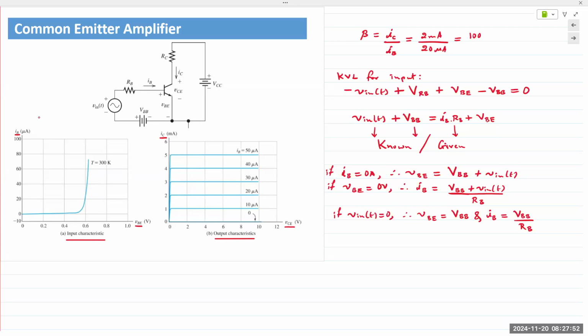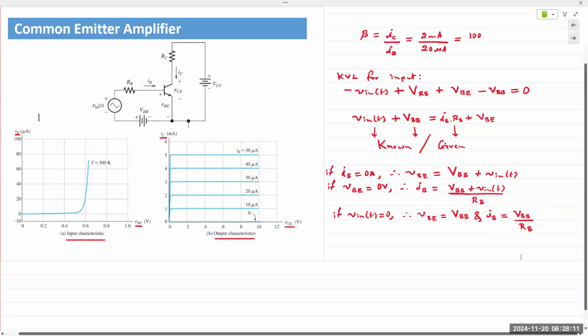That gives us the 2 points on the load line. VBE would be equal to VBB, and then IB would be VBB over RB. And so you can see how the load line is influenced by the chosen value of RB, and, of course, the biasing voltage VBB.